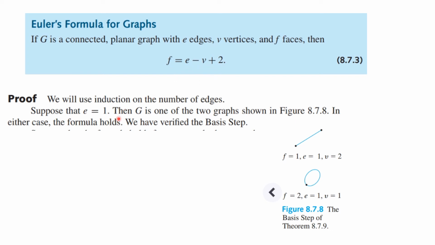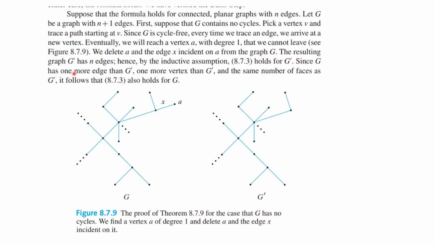So we use induction on the number of edges. Suppose there's only one edge, then there's only two possible graphs, this one and this one. In either case, the formula holds, and so we're finished with E equal 1. Now, we're going to suppose that the formula holds for connected planar graphs with n edges, and G is a graph with n plus 1 edges. This is the induction step.